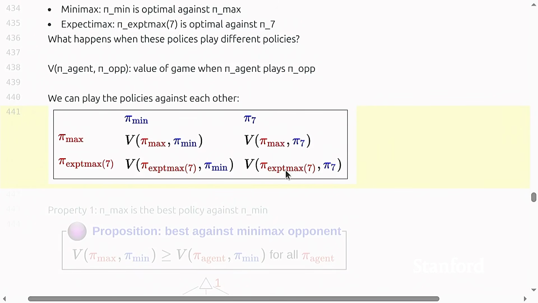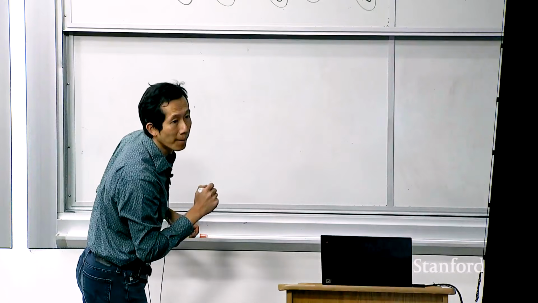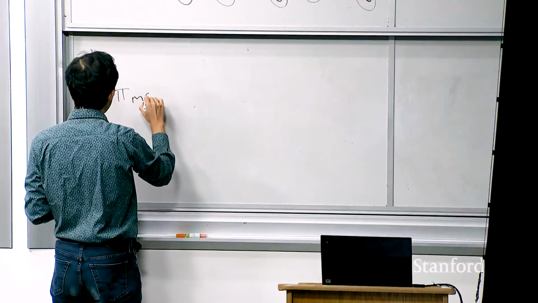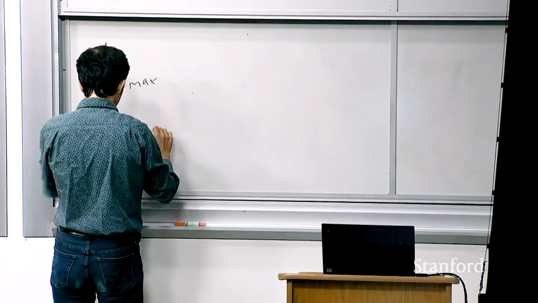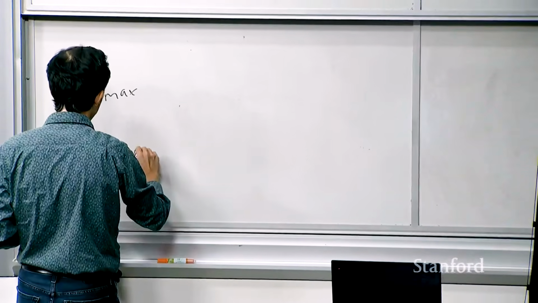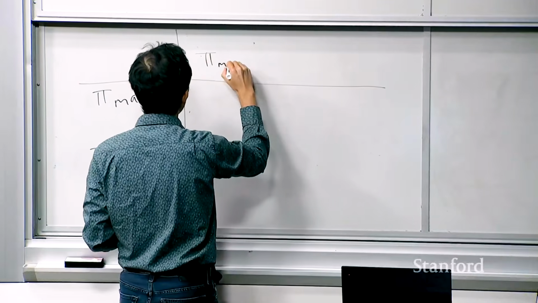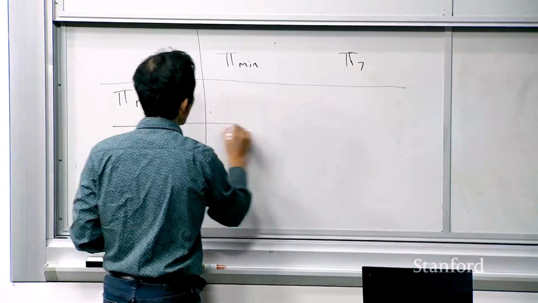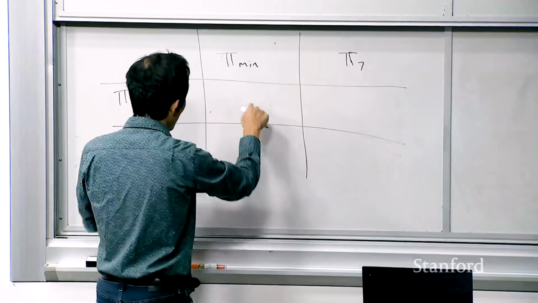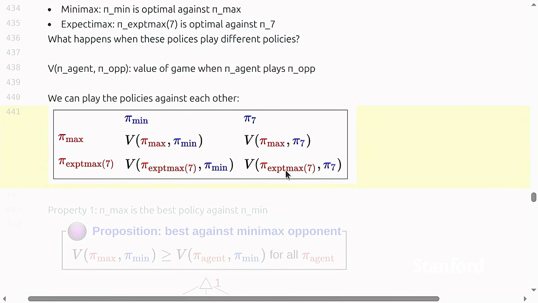Okay, so the question is, is there any relationship between these values? And let me actually just draw this on the board, and I'll try to mark things off as we go. So we have pi max, pi expected max, and then pi min, and pi 7. Okay? And each of these has some value, and I'm trying to find the relationship between these values. Okay. So what can we say?